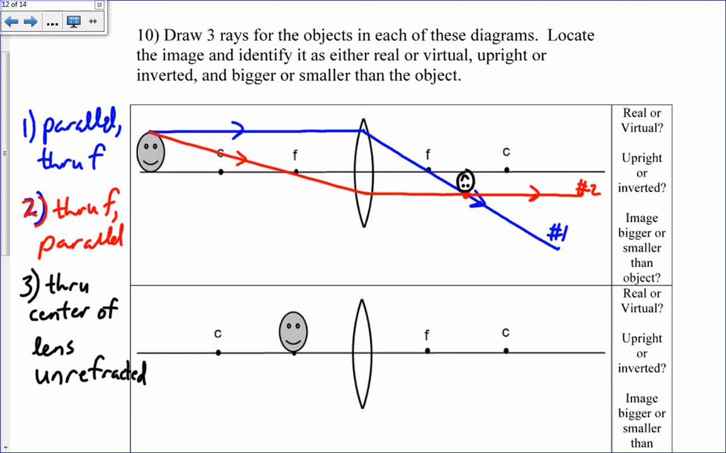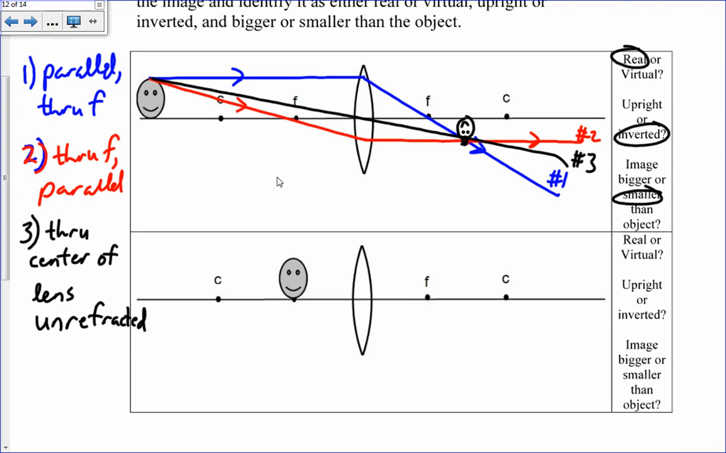I have a ray that starts up here, goes all the way through. I'm sort of messed up there at the end. All right, that's number three. They all cross at the same point. Real image, inverted, smaller.